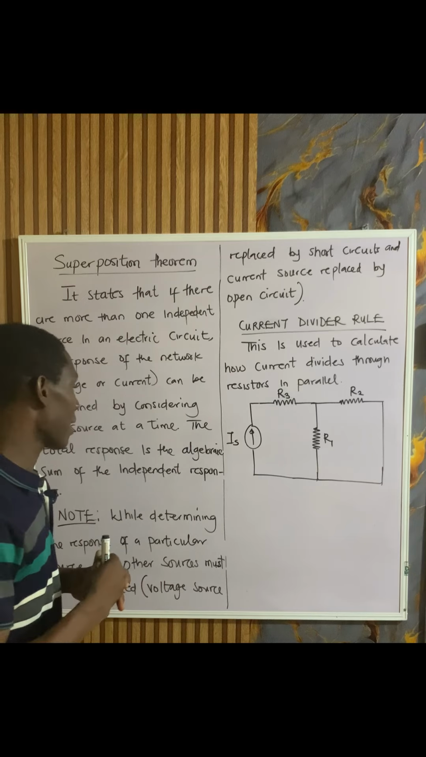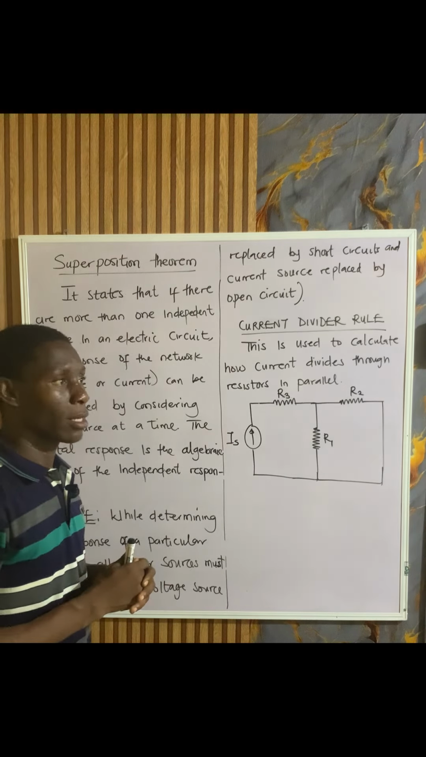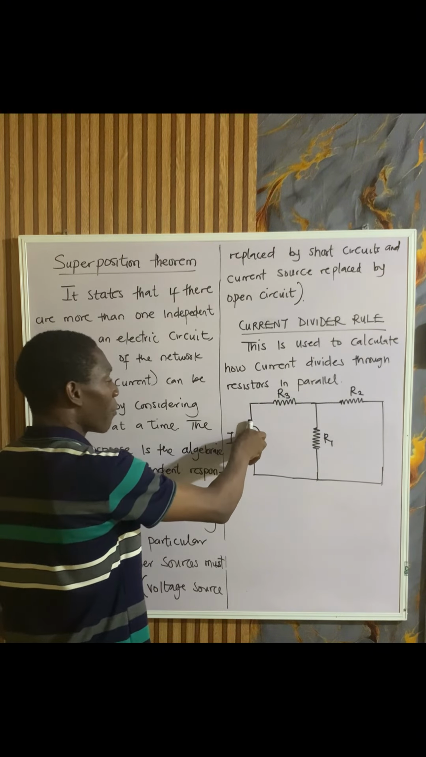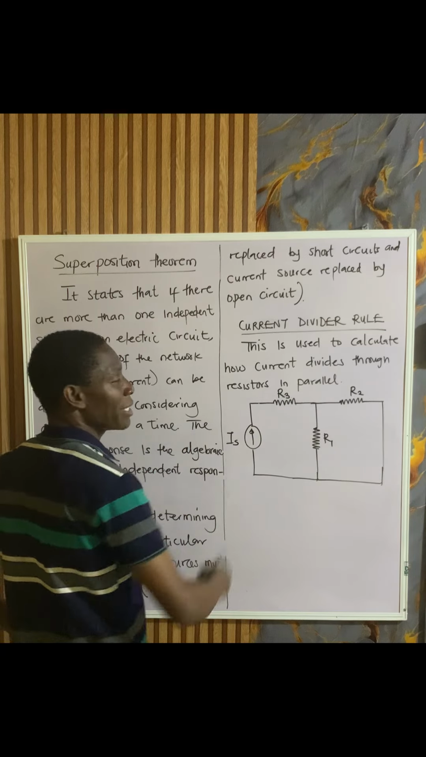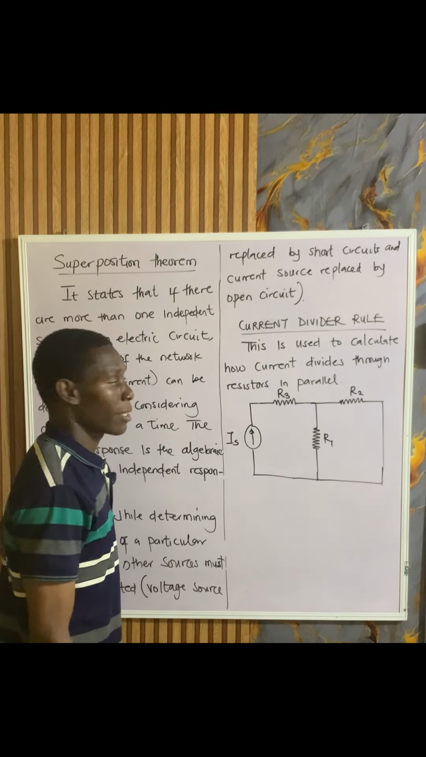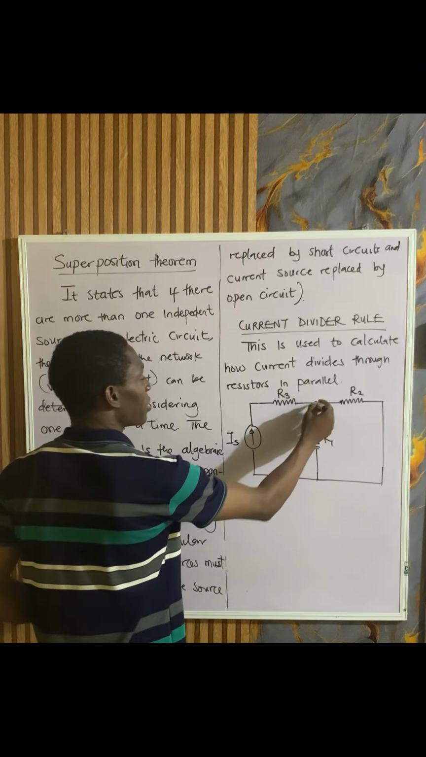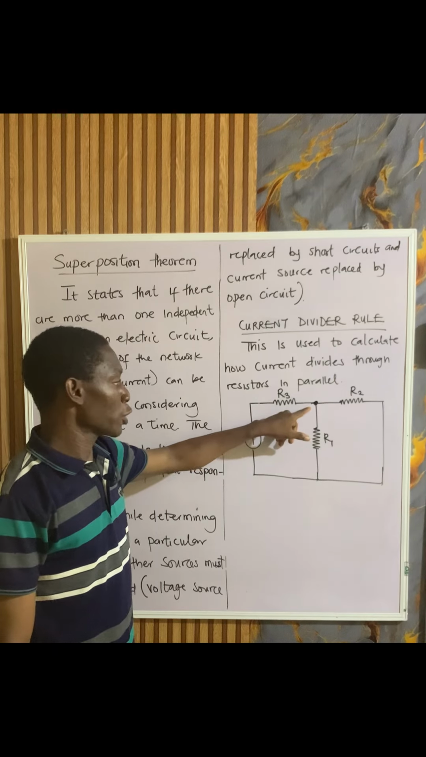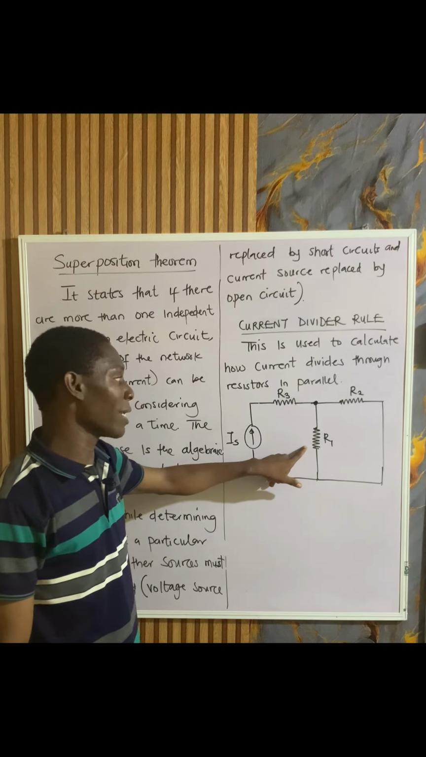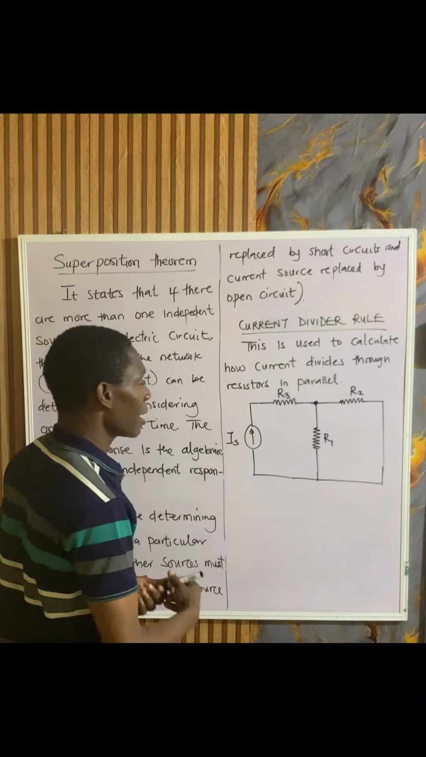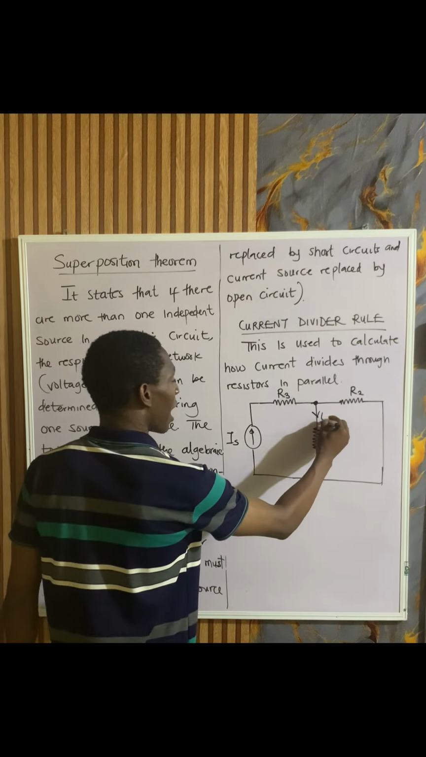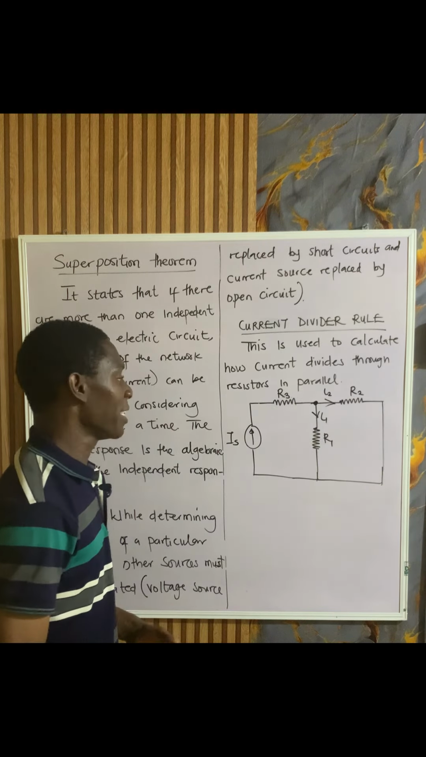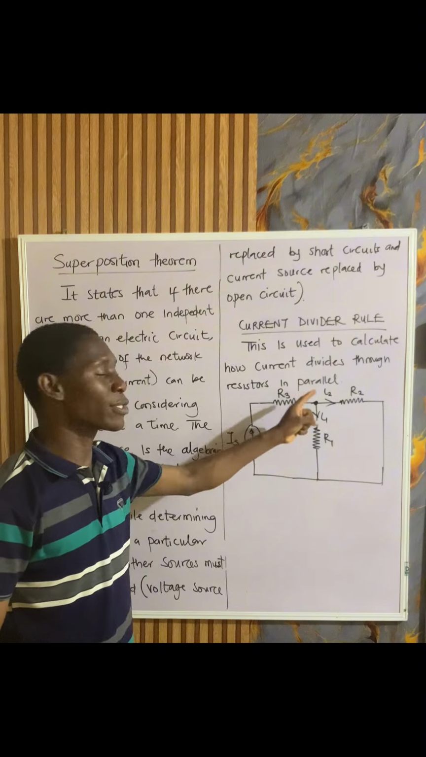Let me say, for instance, we have a current source, and current flows through this source. The current coming from here goes into the resistor R3 and then gets to this node or junction. Now when the current gets here, it's going to split. Some current will go through resistor R1 and some current will go through resistor R2. Let's assume the current that goes through R1 is called I1, and that which goes through R2 is called I2.